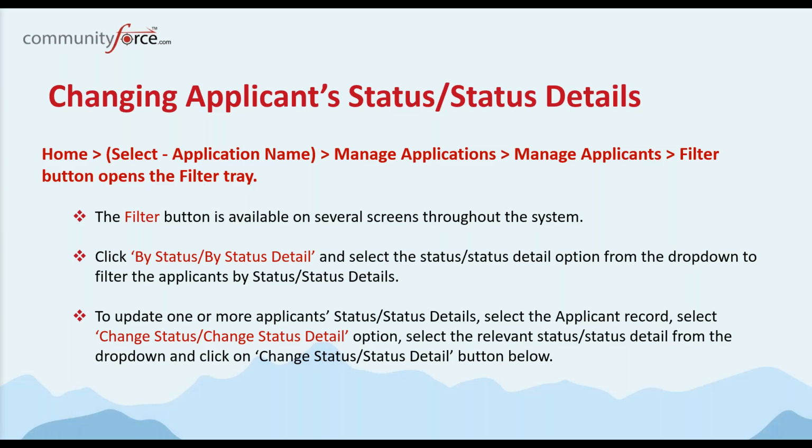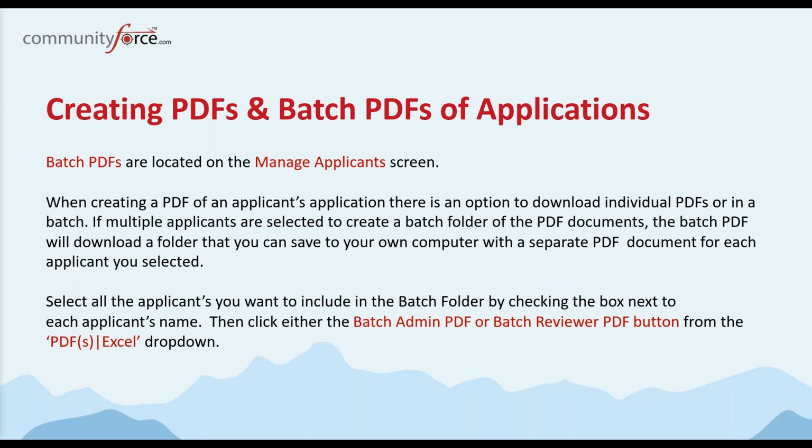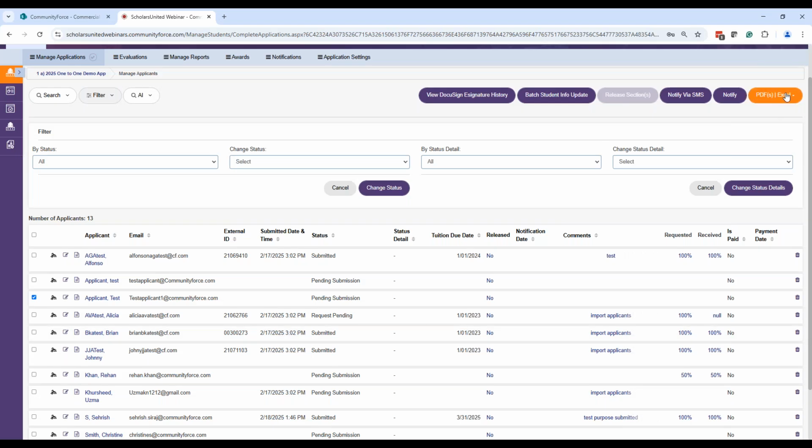So getting the PDF: you select the name, hit the PDF, and there's a couple different PDFs. I have an applicant PDF, a reviewer PDF, and an admin PDF. What are the differences between those three? Well, the applicant PDF will only show sections that the applicant is able to see. So the staff section wouldn't be part of that PDF. If you're giving it to the applicant, you don't want them to have that staff section, so you would do the applicant PDF.